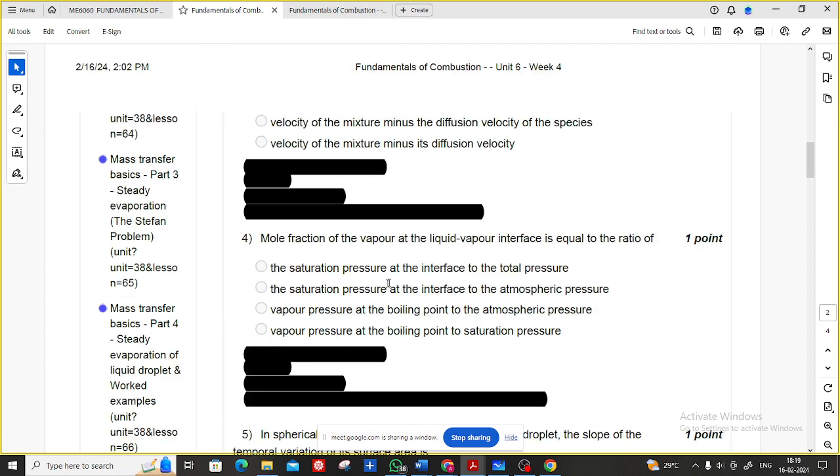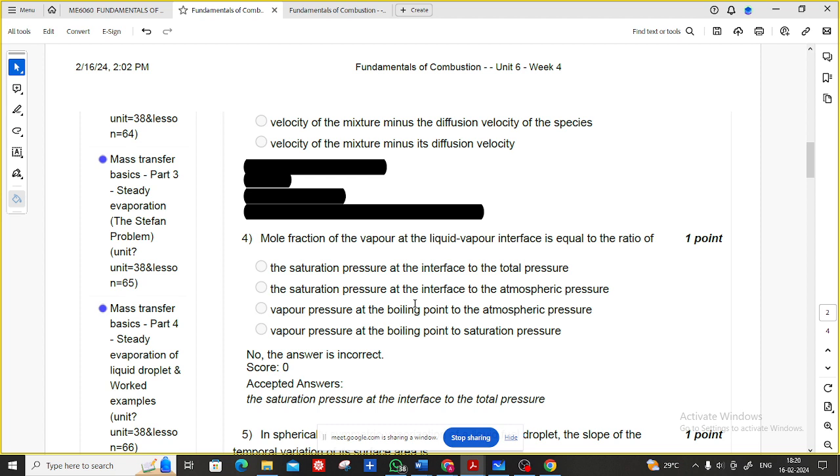So you are saying saturation pressure at the interface to the atmospheric pressure. Yes, sir. Why not one? Saturation pressure at the interface to the total pressure. Sorry, sir. Why not one? Actually, sir, we have just gone through the video of the solved example. In that, he has taken the saturation pressure upon the ambient only.